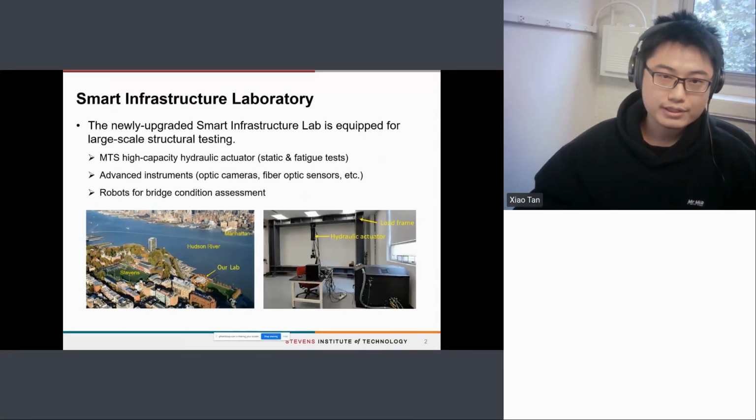The newly upgraded Smart Infrastructure Lab is aside the Hudson River and facing the midtown of Manhattan. The lab is used for large-scale structure testing, which is equipped with MTS high-capacity actuator and advanced instruments such as optical camera, fiber optic sensors, and so on. We also develop smart robots for bridge condition assessment.